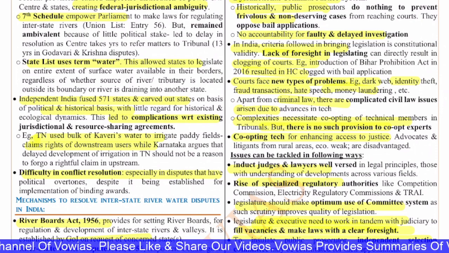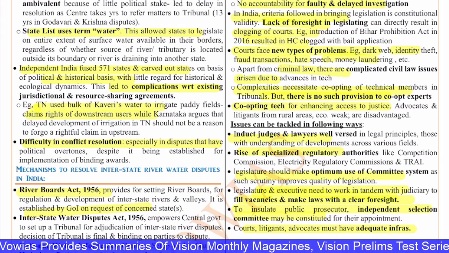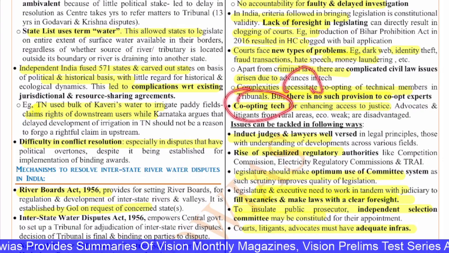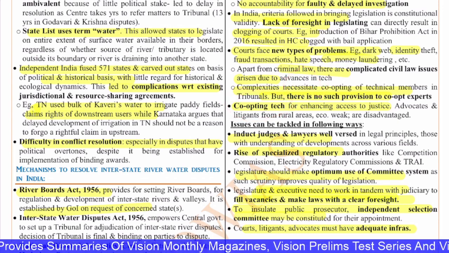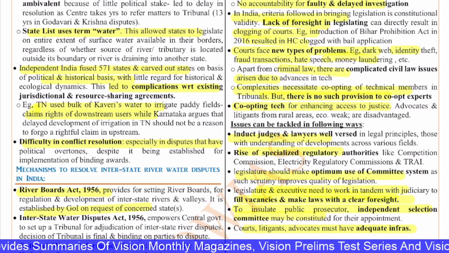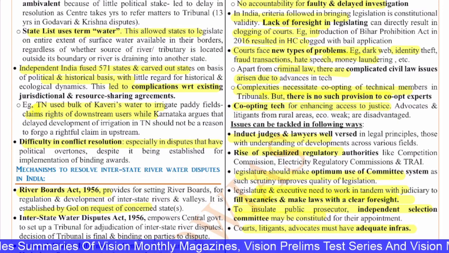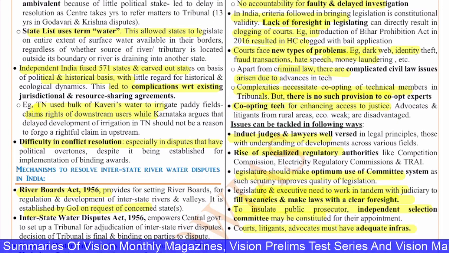And the complexities necessitate the co-opting of technical members in the tribunals. And co-opting technology for enhancing access to justice for advocates and litigants from rural areas, economically weaker and disadvantaged people also. So justice will not be denied to the people who don't have enough funds as well.